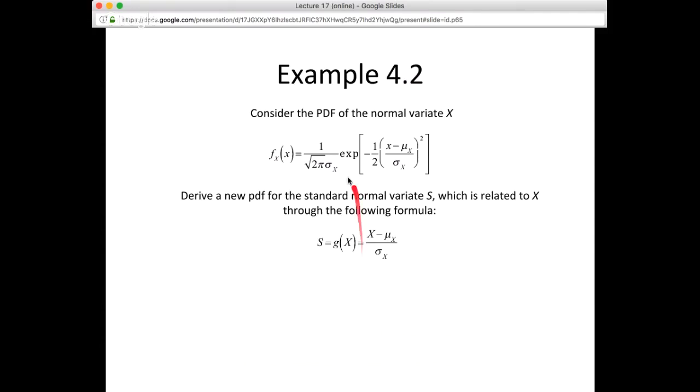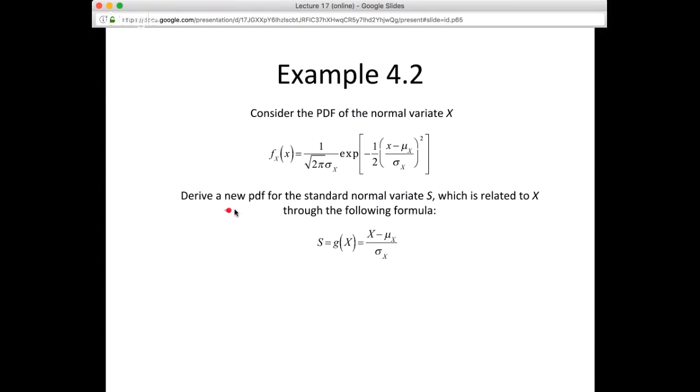It says, consider the PDF of the normal variate. So we're given the normal distribution here for the PDF of x. It should look very familiar by now. And this is a two-parameter PDF, remember? We've got the parameter mu x, which is the mean, and the parameter sigma x, which is the standard deviation. So that's the PDF of x.